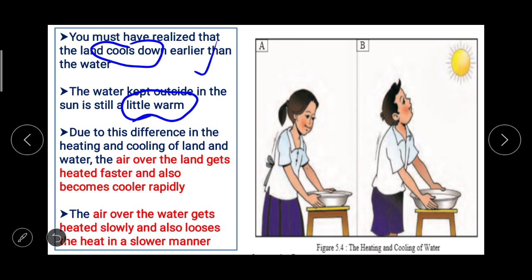And due to this difference in the heating and cooling of land and water, the air over the land gets heated faster and also becomes cooler rapidly. दो चीज़ें हैं, एक तो वो हीट भी जल्दी हो जाती है, उसका टेम्परेचर बढ़ जाता है, लेकिन कूल भी उसी स्पीड में होती है. The air or the water gets heated slowly and also loses the heat in a slower manner as compared to land.